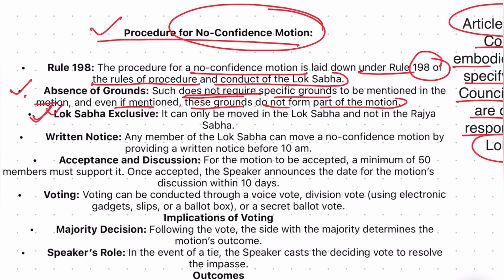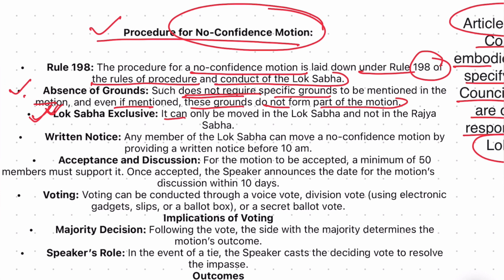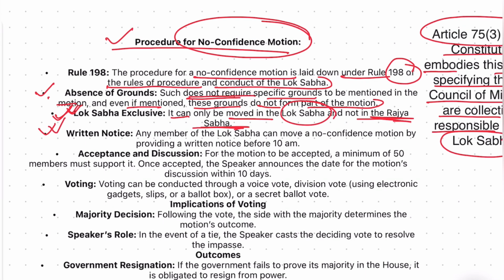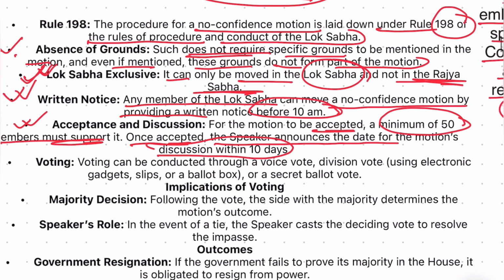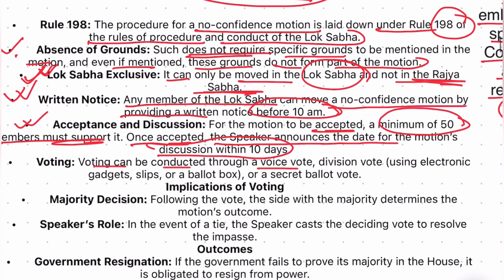The next important point is that a no confidence motion can only be moved in the Lok Sabha, not in the Rajya Sabha. Any member of the Lok Sabha can move a no confidence motion by providing written notice before 10 am. For the motion to be accepted, a minimum of 50 members' support is required, and once accepted, the Speaker announces the date for the motion's discussion within 10 days. Voting can be conducted through voice vote, division vote, or secret ballot.